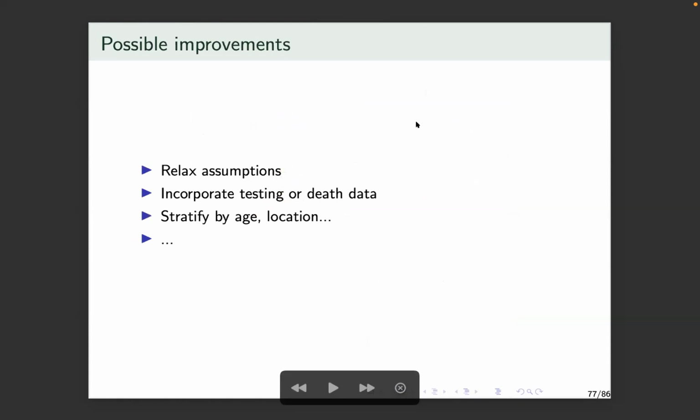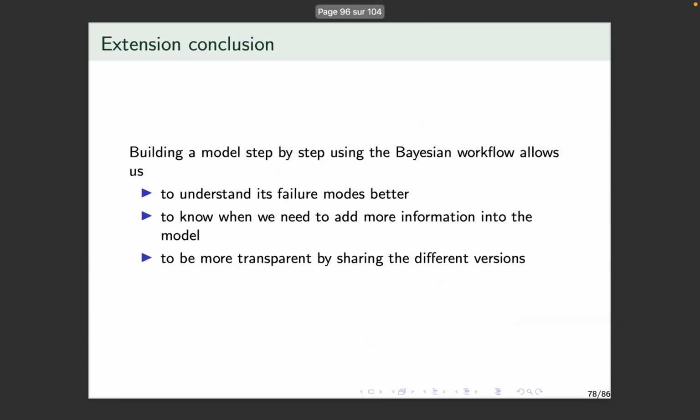Of course, we could improve the model a lot. This is just a didactic example, but it's still a reasonable model. And so to conclude, by building this model step by step, I think it has allowed us to understand the building blocks of the model better, to understand the failure modes better. It's also useful to know when you can get away with adding little information into the model, like for instance, a weakly informative prior, and when you need to do more research and put more information into the prior.